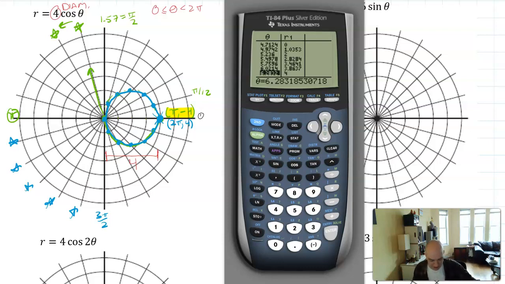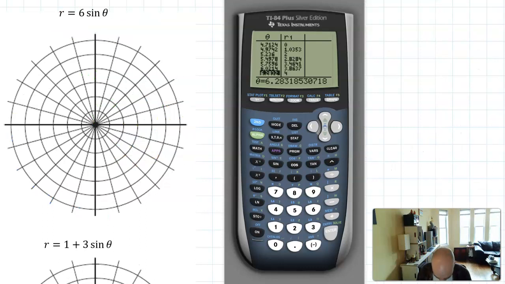And this is sort of taking the cosine function that came from our circle, putting it in a new coordinate system, and we get back a circle. All right, let's look at a polar function that uses sine instead of cosine. So we have r equals 6 sine theta.